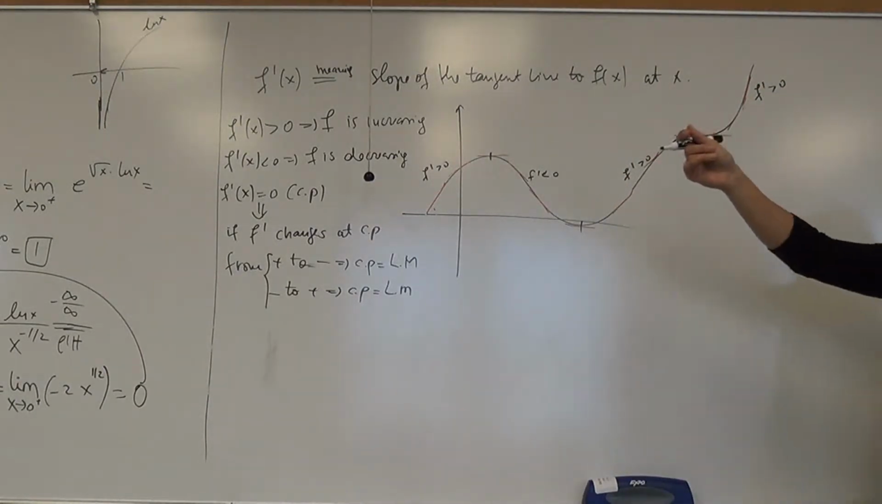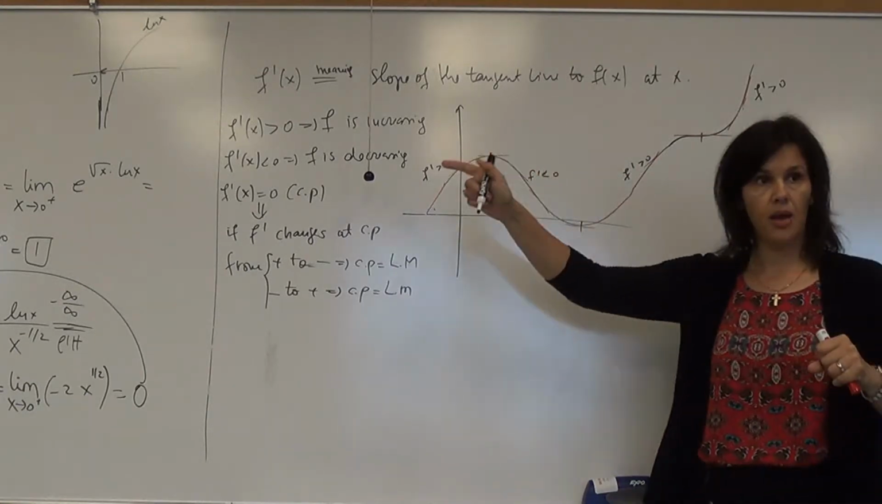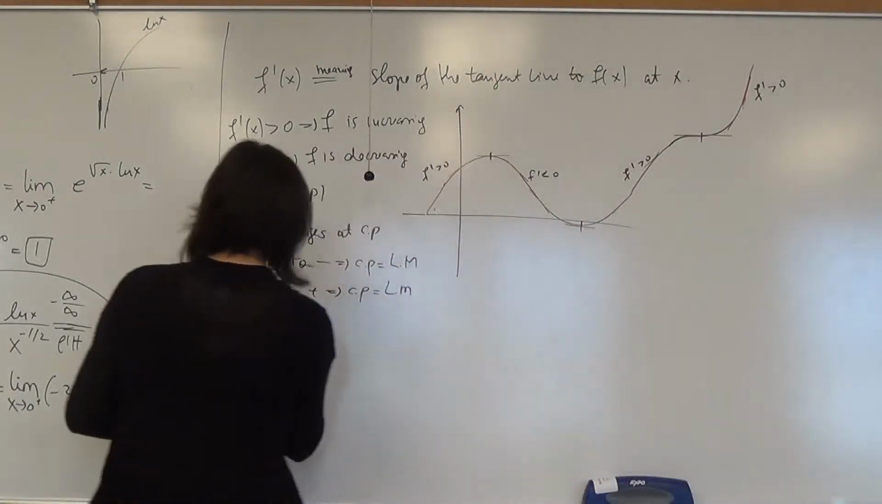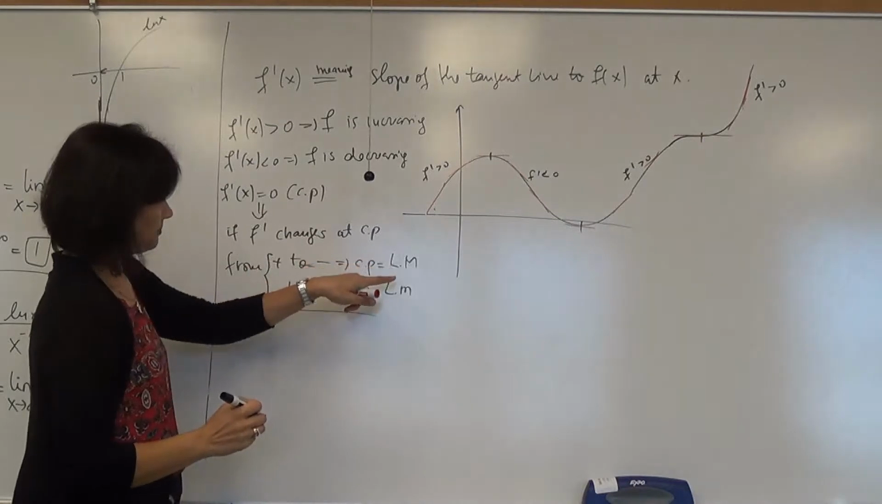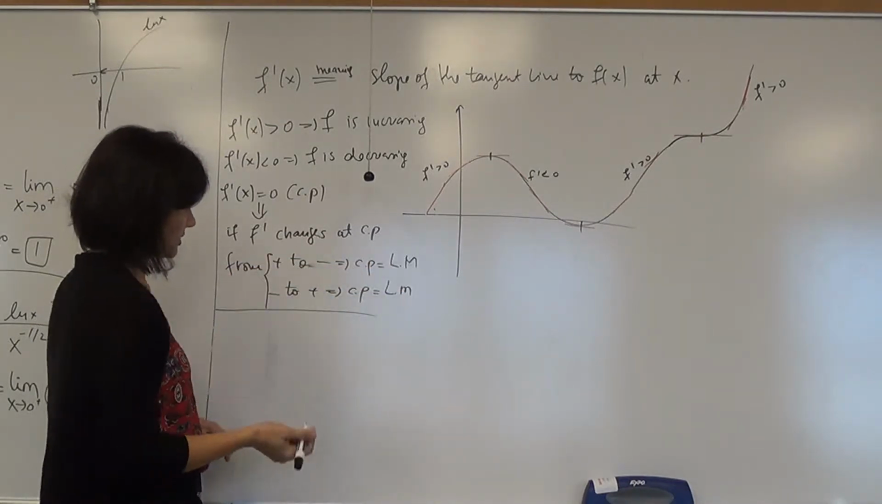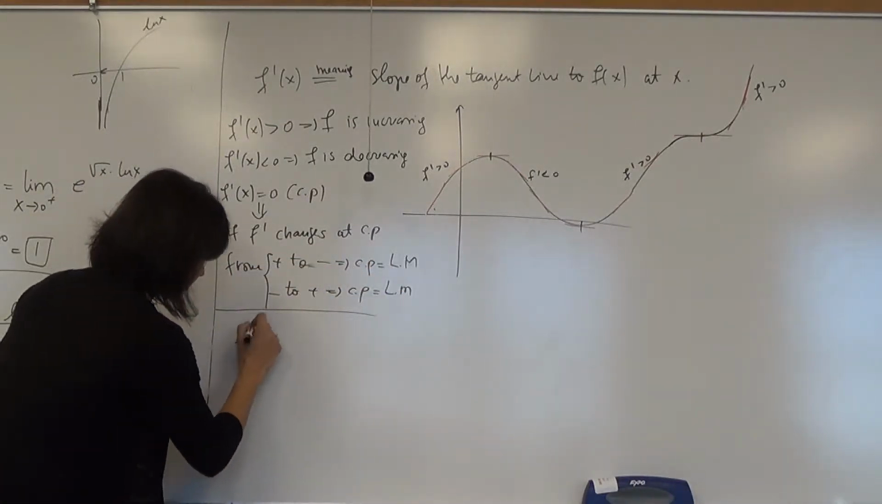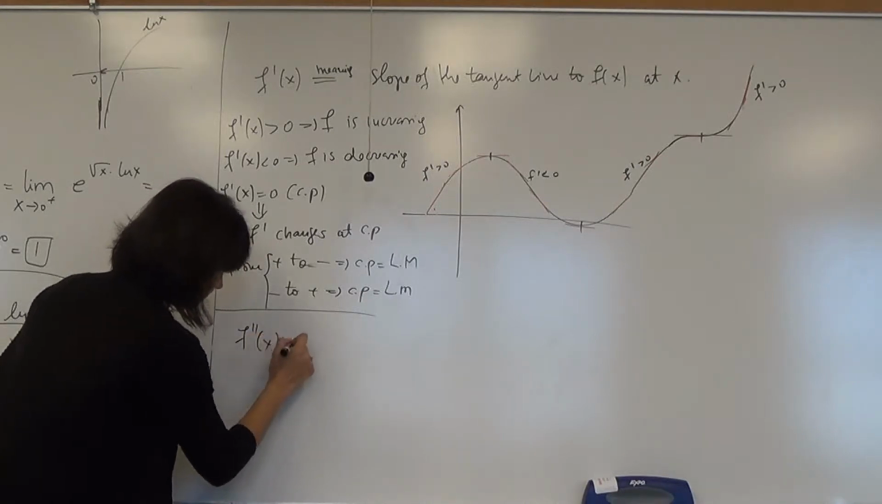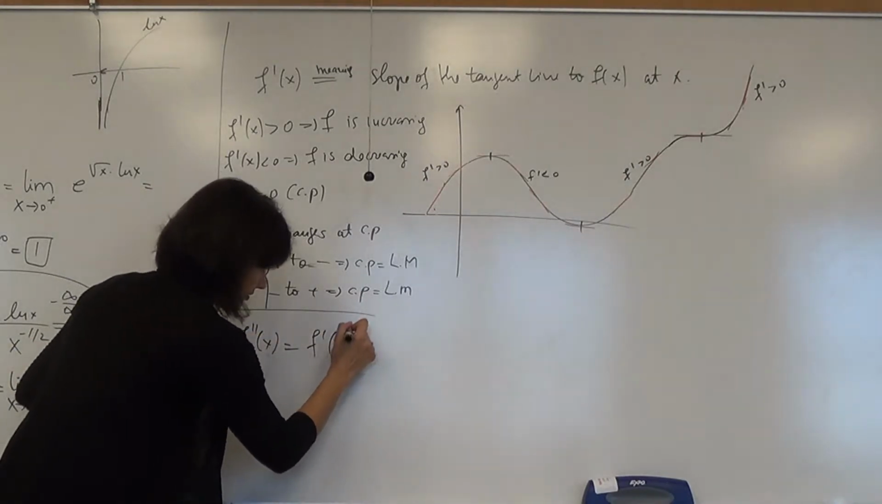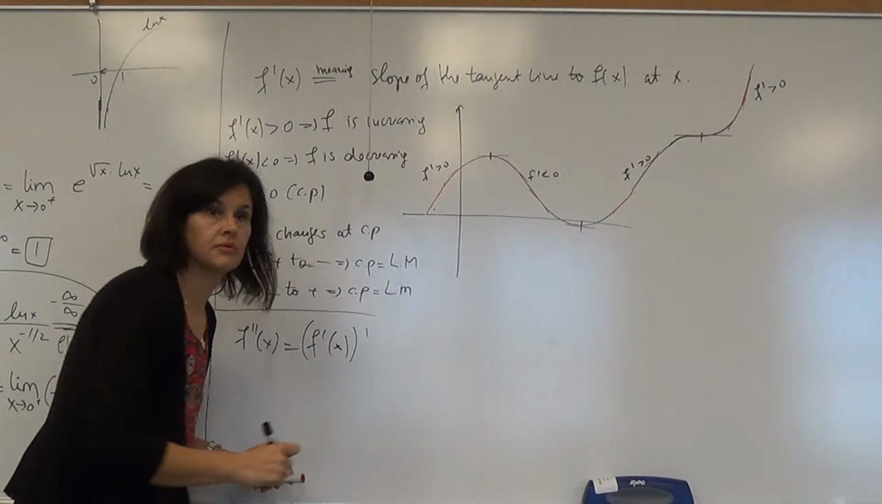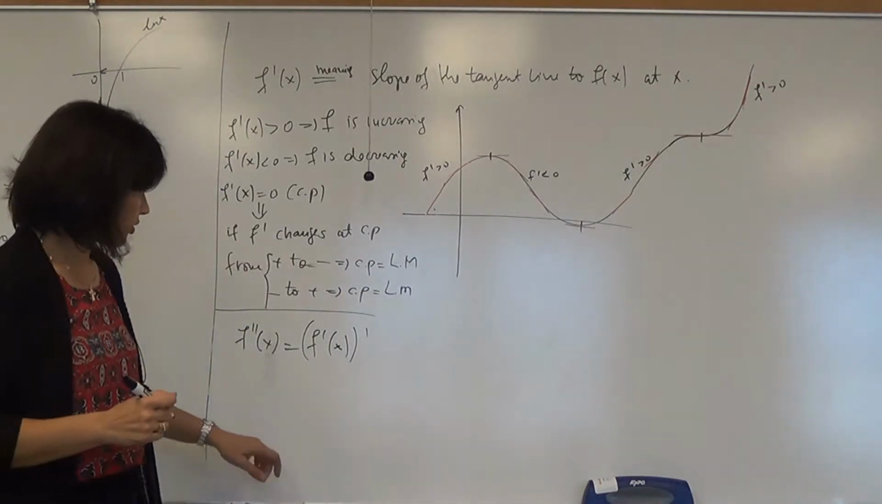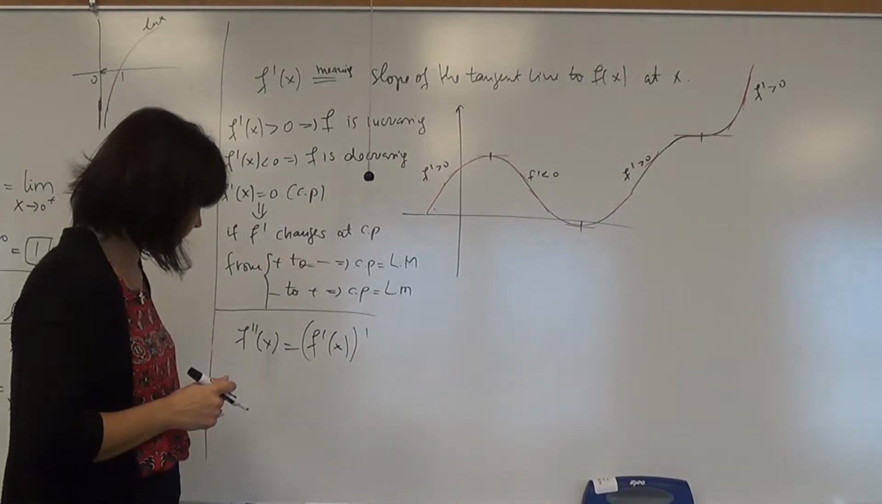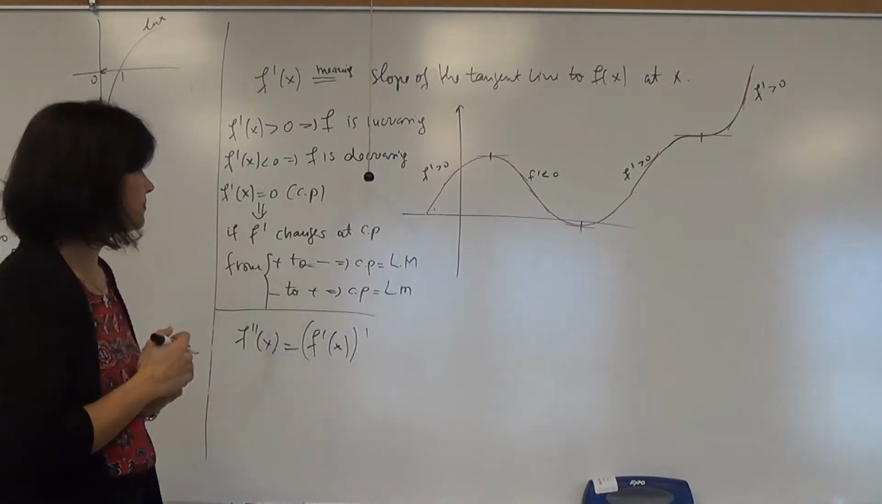Yeah, so this is called the first derivative test. F prime will give you increasing, decreasing, and minimum and maximum if you notice a change in signs. Let's look at f double prime. What is f double prime? It's the derivative of the first derivative. So it will be the slope of the first derivative.